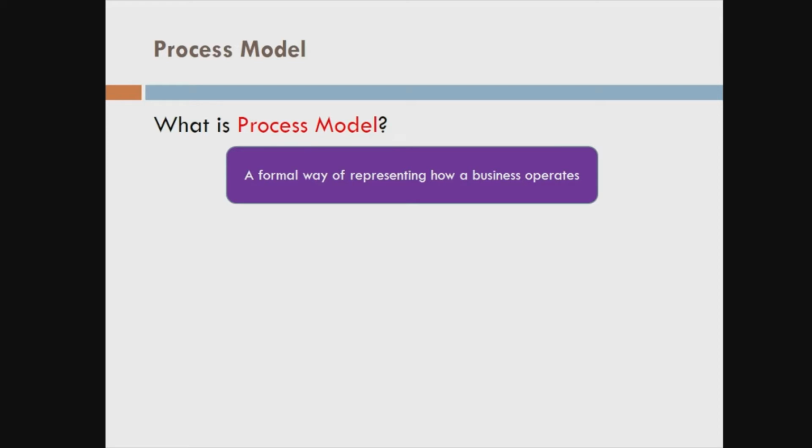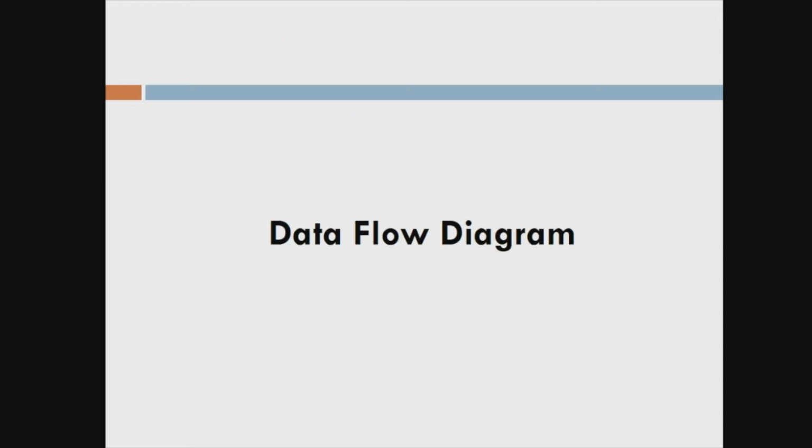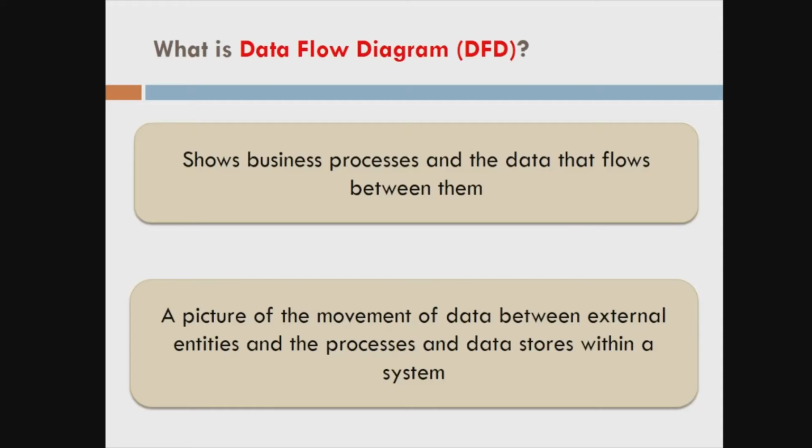So part 2 is about process modeling. If you refer to the scheme of work or lesson plan, a process model is a formal way of representing how a business operates. Okay, we play around with the business operations, the main operations inside the business activities. So we use the process model in order to represent the overall of how the business operates. Okay, then we can use the data flow diagram to show the process.